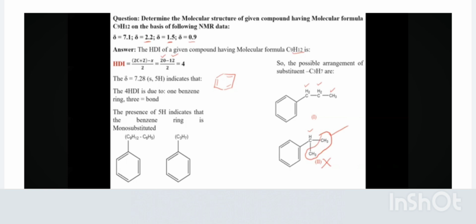The 5H indicates that the 4 HDI is due to one benzene ring and 3 double bonds. The presence of 5H indicates that the benzene ring is mono-substituted. C9H12 is C6H5 and C3H7 on benzene. So the possible arrangements of C3H7 are given here.